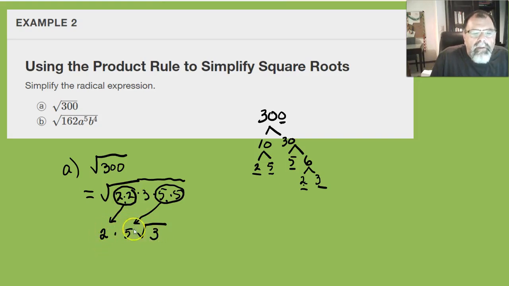And then I simplify this, so 2 times 5. You can only multiply the stuff that's on the outside and the stuff that's on the inside separately, right? So 2 times 5 is 10, and then square root of 3. So this would be my final answer here.